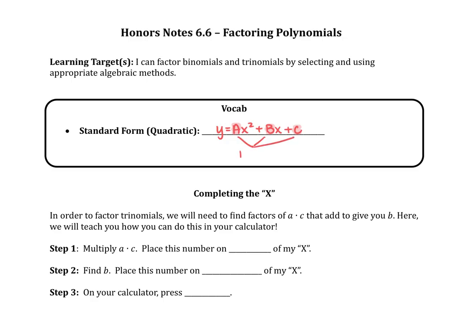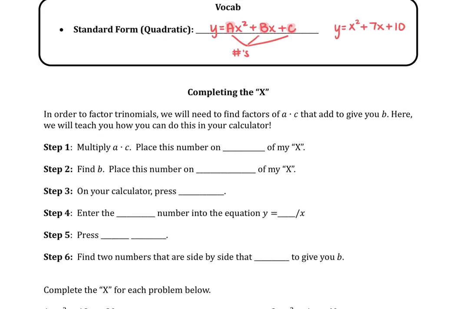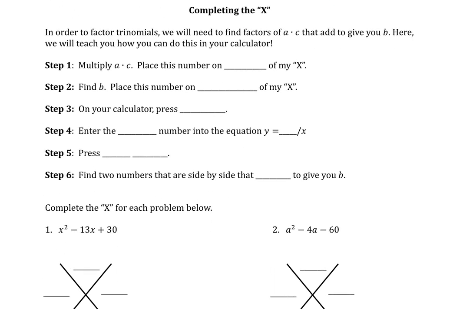So if I write an equation that looks like this, y equals x squared plus 7x plus 10, that is a standard form quadratic equation. Now, before I go through and actually factor, we're going to talk about completing the x. This is part of our factoring steps. And so we're going to go through just practicing this step by itself.